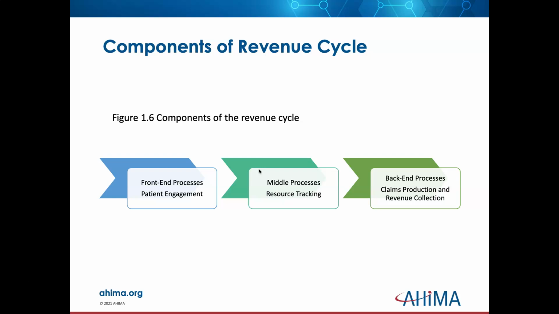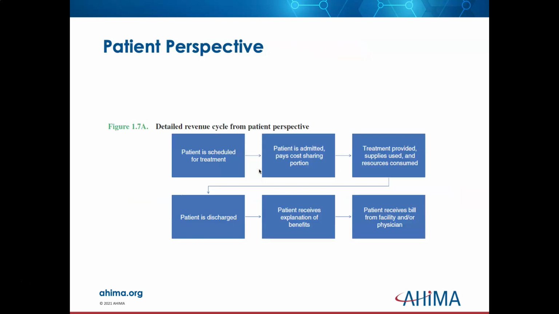So the three components of the revenue cycle: front end, middle, back end. Front end is everything prior to the patient receiving service. Middle is the patient receiving service up to the point before the claim is actually produced and released. And the back end is from claim production and release all the way through to revenue collection and all bookkeeping, accounting, those types of things.